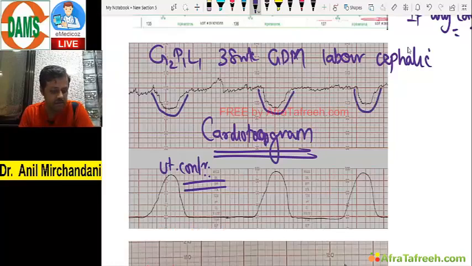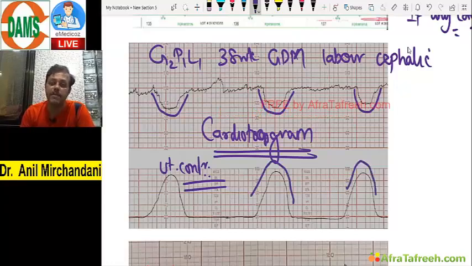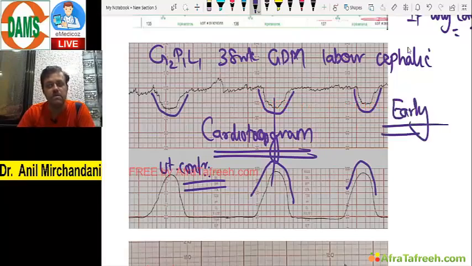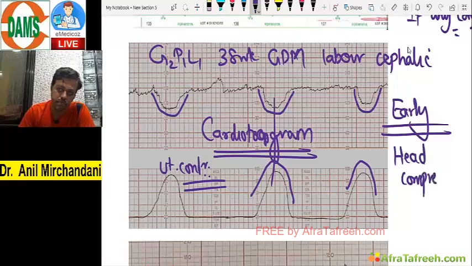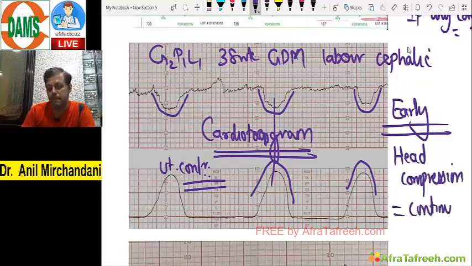Yeah? So yes, uterine contractions are there, and at the same time there is deceleration. Thank God the decelerations are happening at the same time and they are disappearing after the contraction. So this is early deceleration. It is due to head compression. Nothing to worry about. Continue labor.